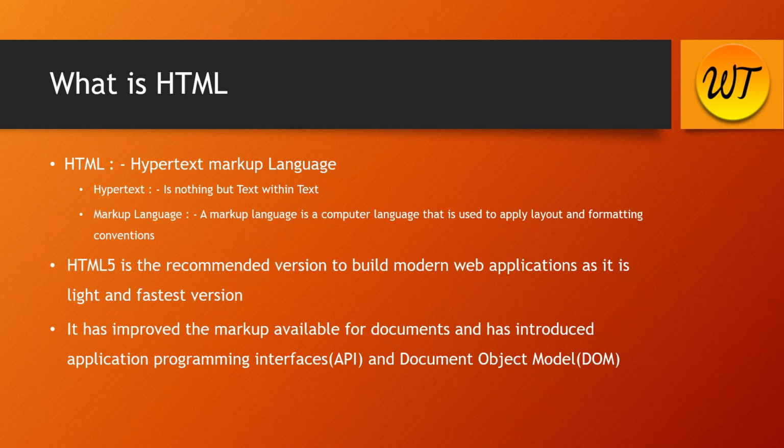HTML5 is the recommended version to build modern web applications as it is the lightest and fastest version. In HTML5, the markup language for documents has been improved and it has introduced application programming interfaces like API and DOM, that is document object model.